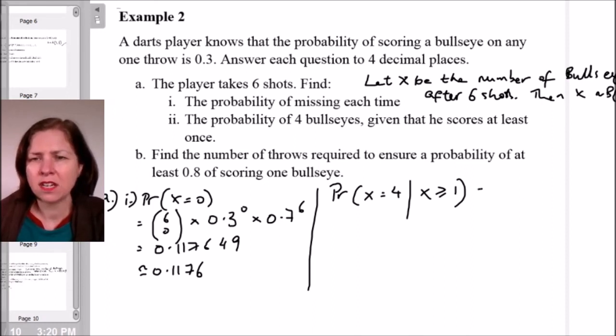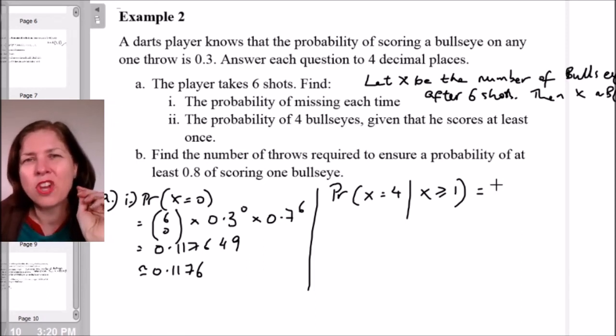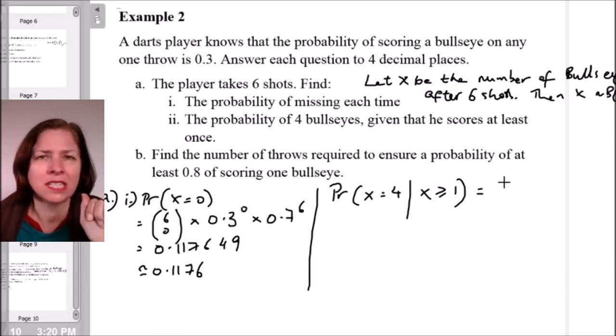So let's now remember what I said about conditional probability. Don't skip any of your working out. Show every step because there's marks in it, okay? It's not the only reason though. If you show every step, you're much less likely to make mistakes. That's the real reason why there are marks in it.